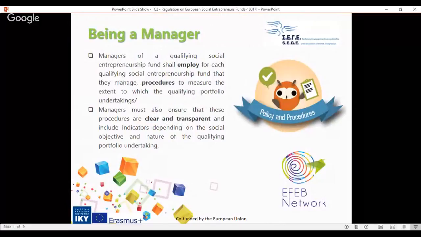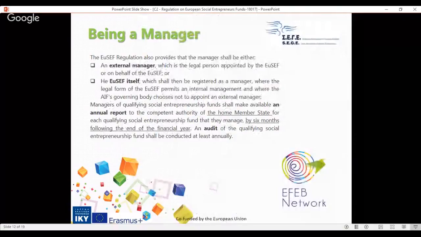The European Social Entrepreneurs Fund regulation also provides that the managers shall either be an external manager, which is the legal person appointed by the European Social Entrepreneurs Fund, or on behalf of the European Social Entrepreneurs Fund, and which through this appointment is responsible for managing the European Social Entrepreneurs Fund, or the European Social Entrepreneurs Fund itself, which shall then be registered as manager where the legal form of the European Social Entrepreneurs Fund permits an internal manager and where the AIF's governing body chooses not to appoint an external manager. An internally managed European Social Entrepreneurs Fund cannot be appointed as the external manager of another European Social Entrepreneurs Fund.